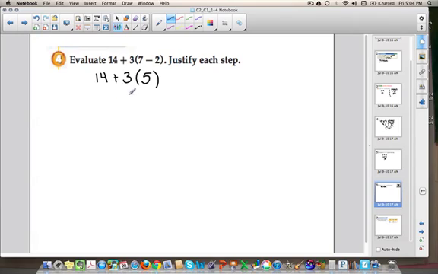Now I'm going to go back to the beginning of order of operations. Are there any parentheses? Yes, there are some parentheses right here, but just so you know, that's actually multiplication in the disguise of parentheses. That actually means 3 times 5.